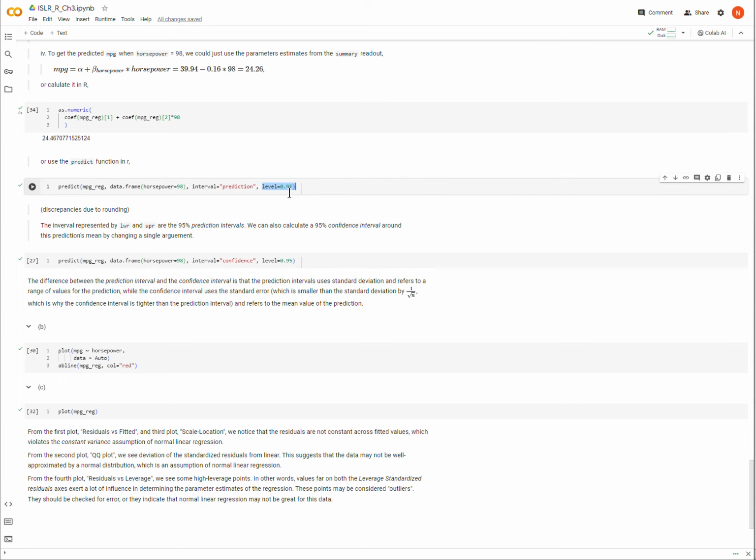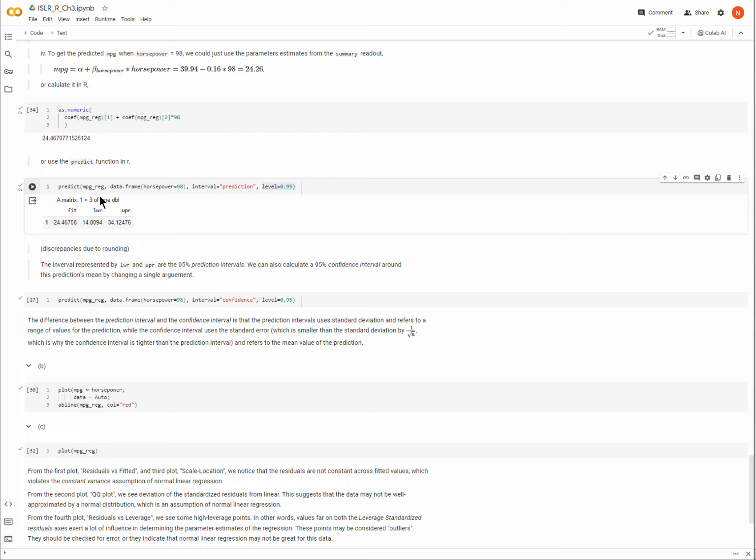95% level of the prediction interval. If that doesn't make sense just yet, wait till we get to the confidence intervals. But anyway, we see that the prediction is 24.46, which we've already calculated in two other ways. And then we get this interval, the lower and upper interval.